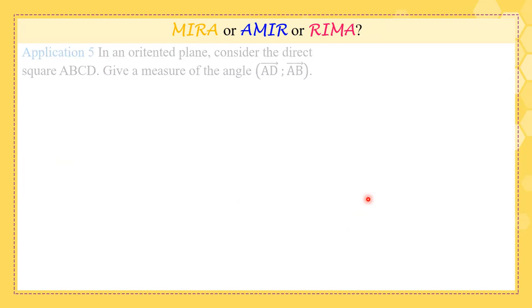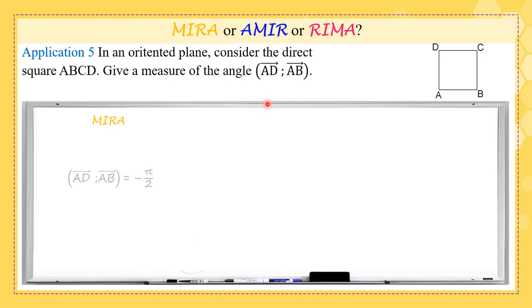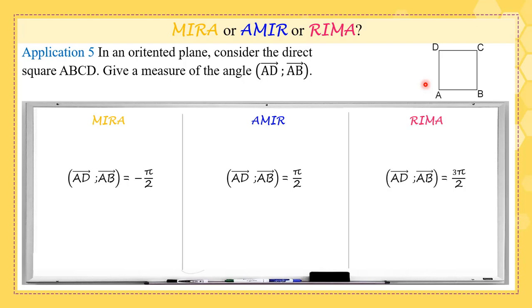Mira, Amir, and Rima. We have ABCD is a direct square, and we need the measure of the angle (AD, AB). Let's see what's happening. Mira states that (AD, AB) is negative pi over 2. This is logical. Amir states that (AD, AB) is pi over 2. And Rima states that (AD, AB) is 3 pi over 2.